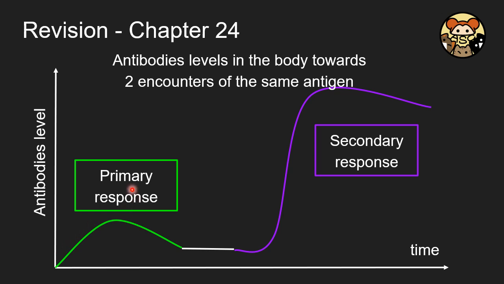And then you can see that in the primary response, there is a longer latent period, and then you have a lower level of antibodies, and then gradually die off. And then in the second one, you have a shorter latent period, quicker production, and also a higher level of antibodies. So these are the three characteristics you should notice in this diagram. And this is the axis for time.